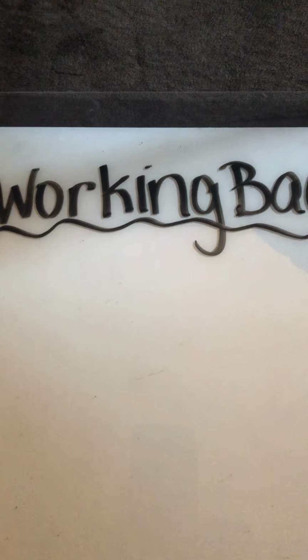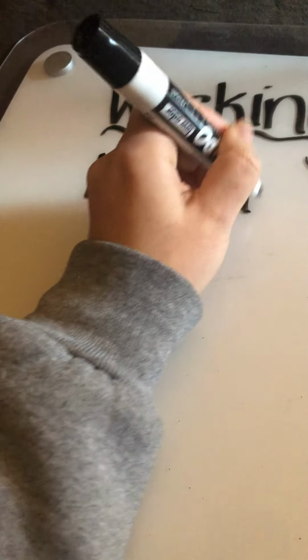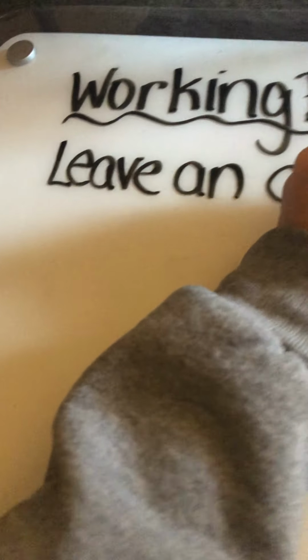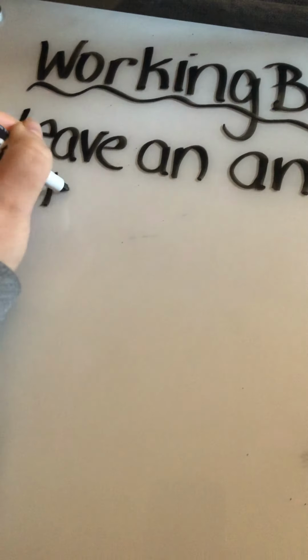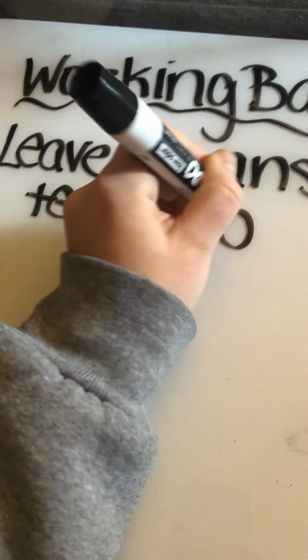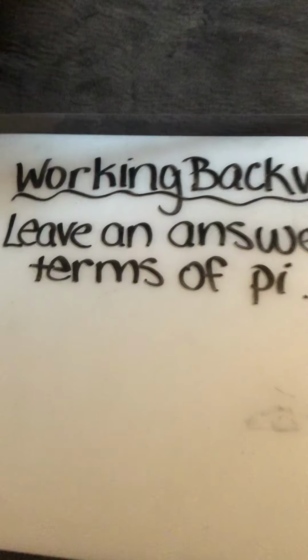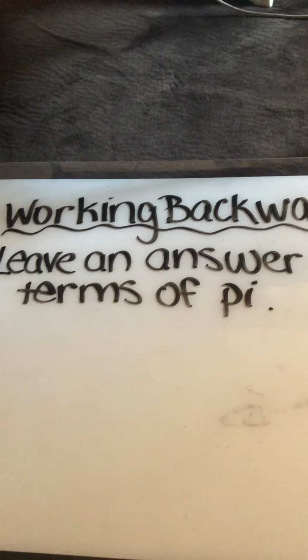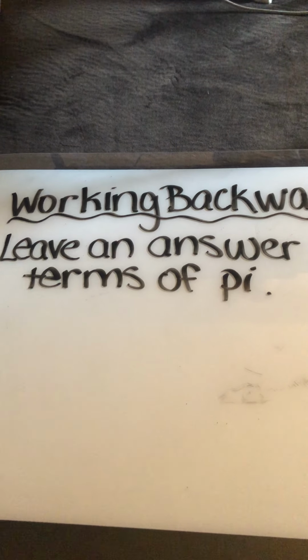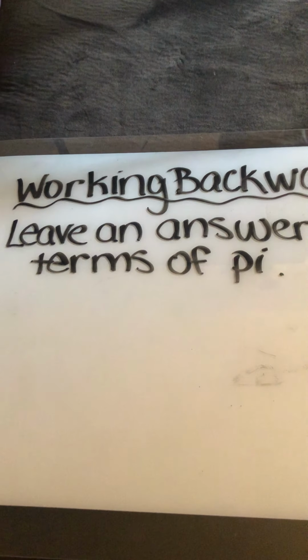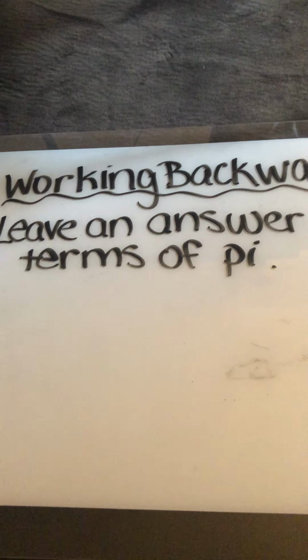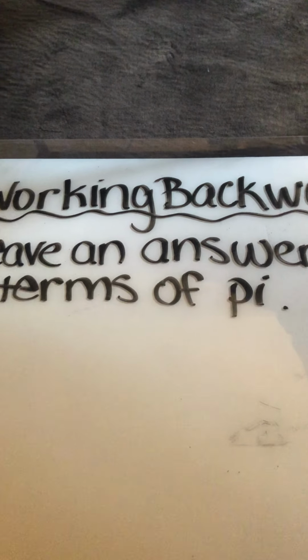You can try the second one based on what I just modeled. But again, today we're going to be working backwards. So something that we have to remember is what it means to leave an answer in terms of pi. Okay, so when we leave an answer in terms of pi, you do all the calculations in that formula until the only thing you have left is the number and pi. And then that answer is what we call in terms of pi.